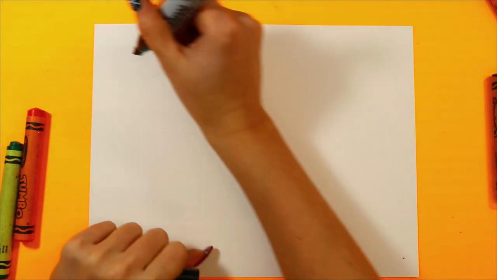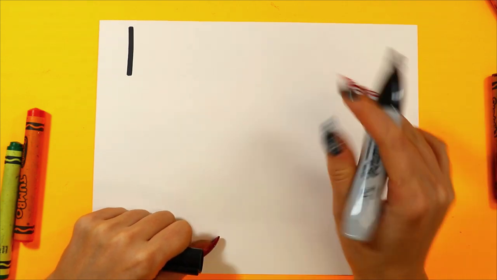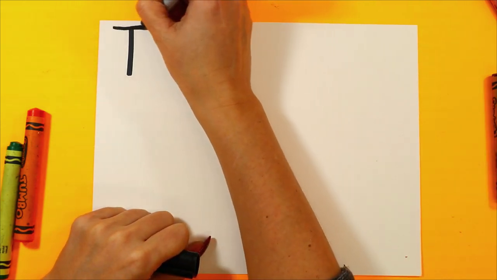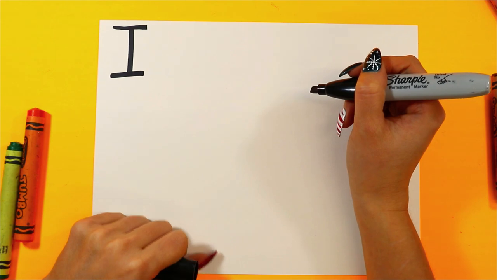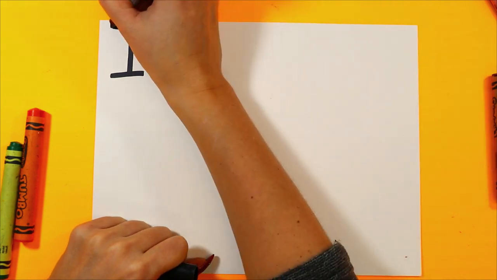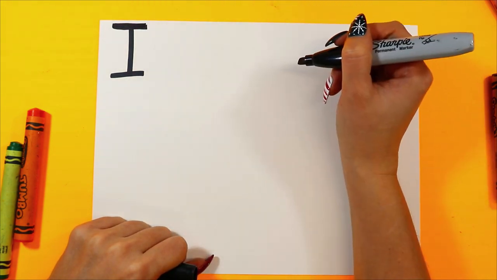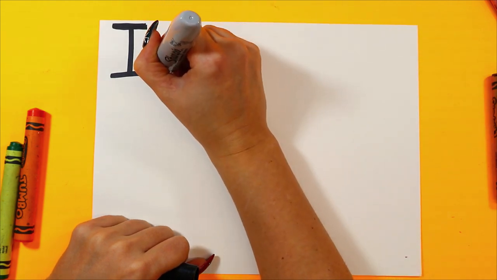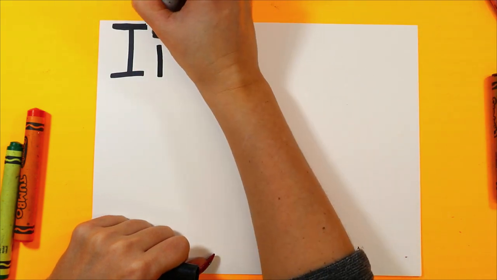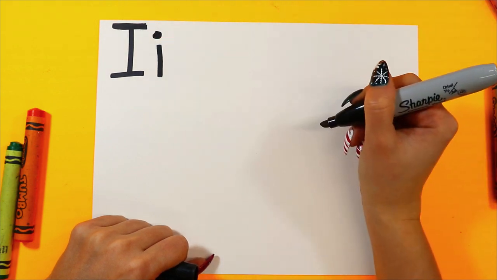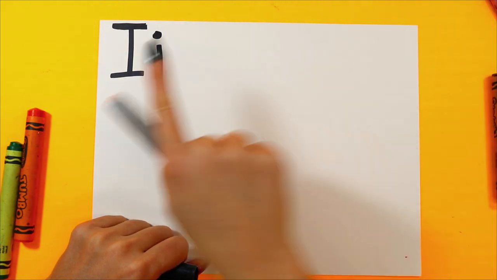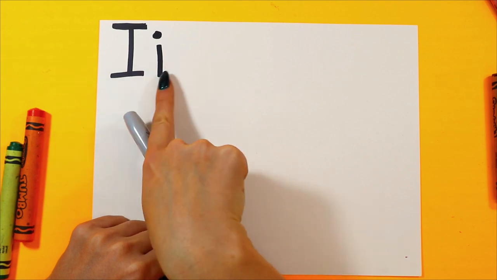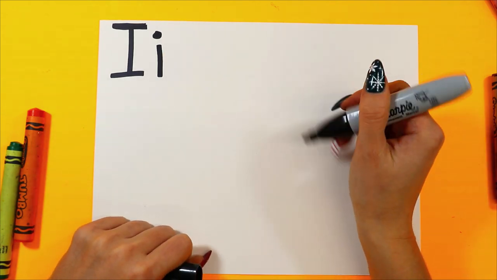We're going to explore the letter I. Let's draw a capital letter I, so one line down. And we'll have a line across the top and a line across the bottom. That's our capital letter I. Next, we'll do a lowercase letter I, one line down, and a dot at the top. Uppercase letter I, lowercase letter I.